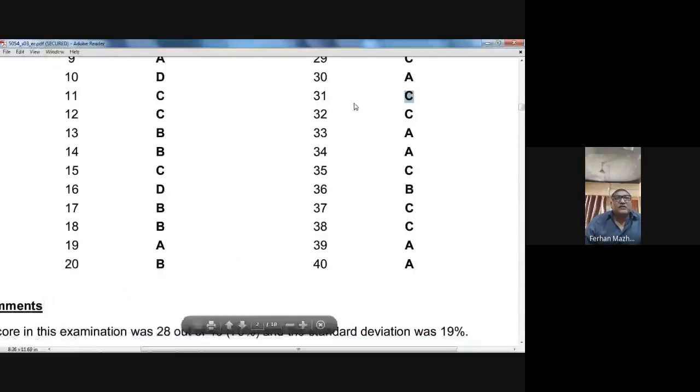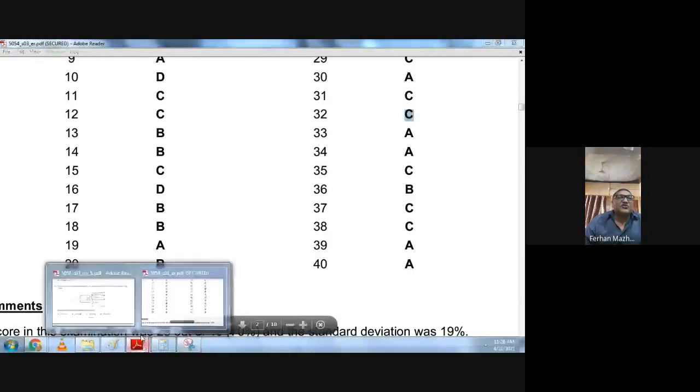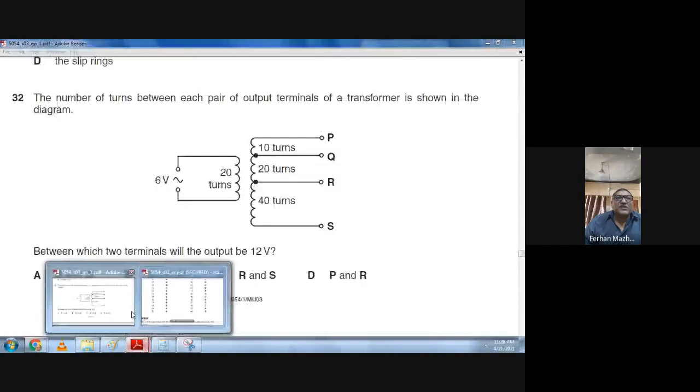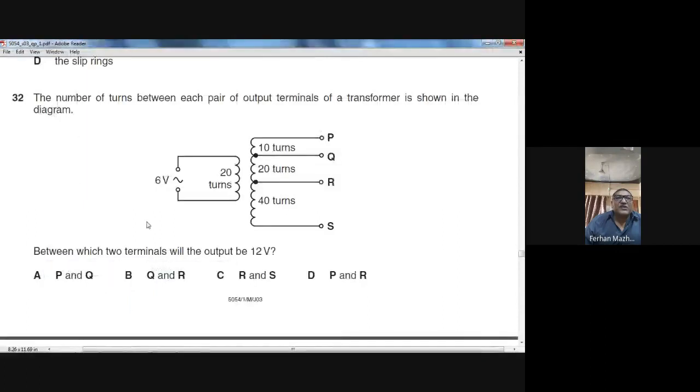Question number 32, C is the right choice, sir. As you see, without solving anything, we have come to know the answer. If you have understood the logic: if you want the secondary voltage to be double the primary voltage, like it was 6 volt and you want it to be 12 volt, the number of turns in the secondary should also be double the number of turns in the primary coil. So that's why we selected C.